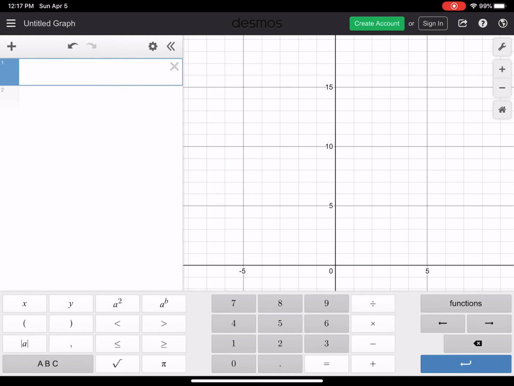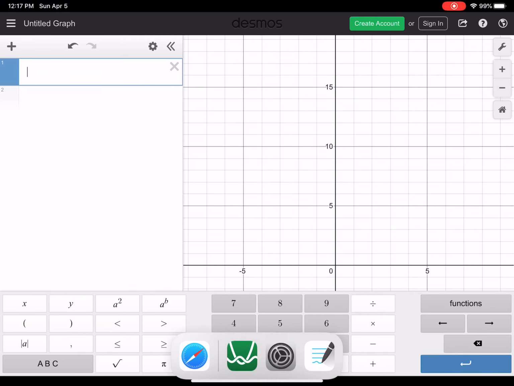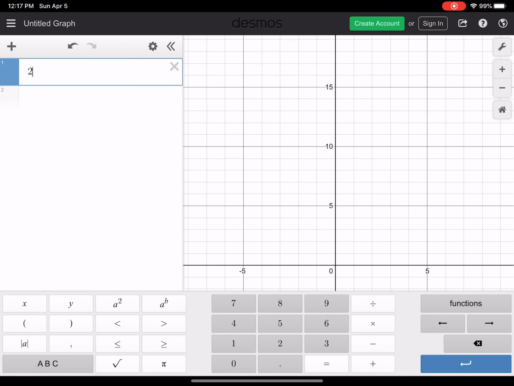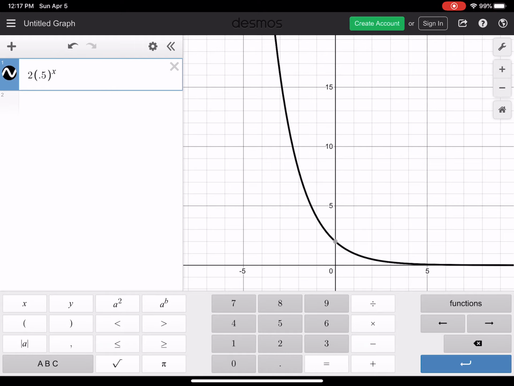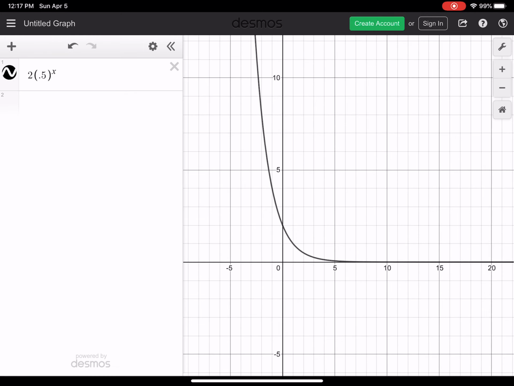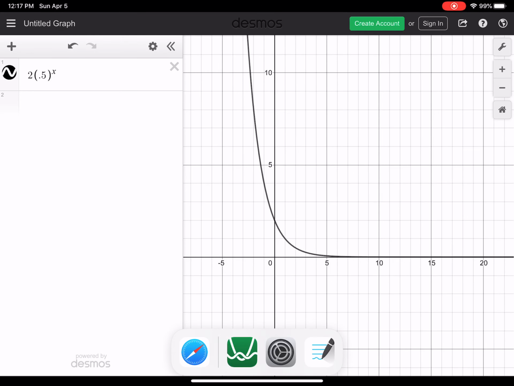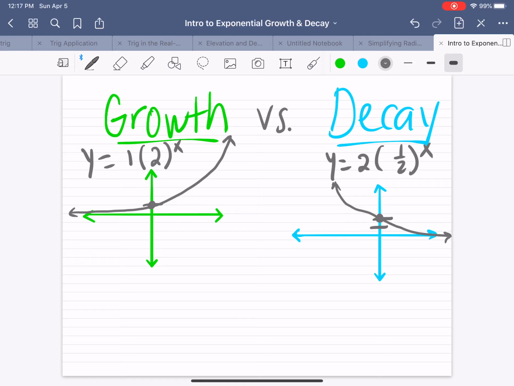So let me erase that one. It was 2 times (1/2) to the power of x. And as you can see, it is an exponential decay, because if you look at the graph from left to right, it is going down. Now, one more important thing that you have to know about these new functions. Both of these functions have what's called a horizontal asymptote. So let's look at the graph real quick.